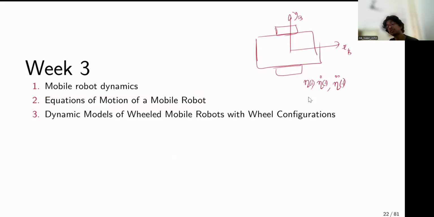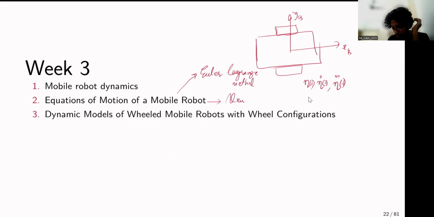So we have seen two different schemes to derive the equations of motion of a mobile robot. The first one is using the Euler-Lagrange method, and the second approach is the Newton-Euler method. Both of these approaches would give you the same net final result, which is the equation of motion.